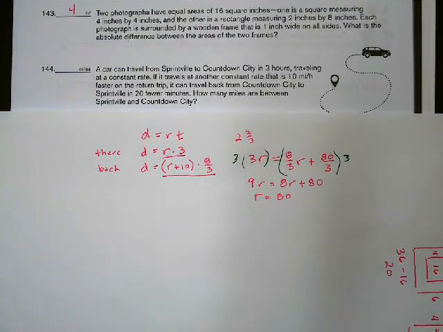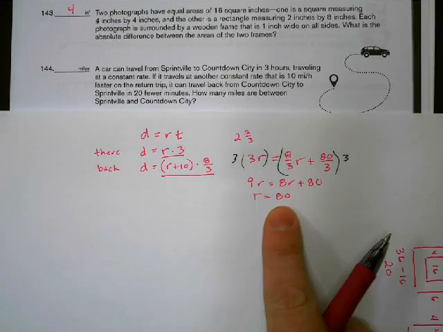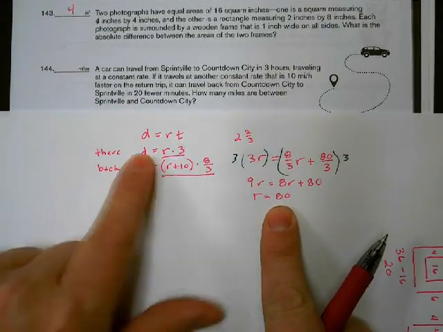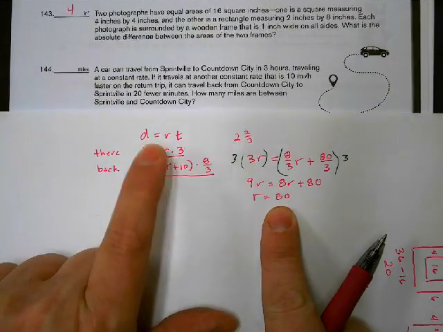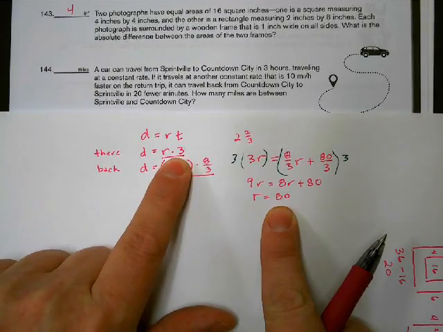I'm distracted. How many miles are between Sprintville and Countdown City? Okay, so I know the rate now. I'm looking for the distance. Well, let's use this top equation because it's easier. Now I just have to do R is 80, so the distance is 80 times 3. That's 240. Didn't need a calculator.